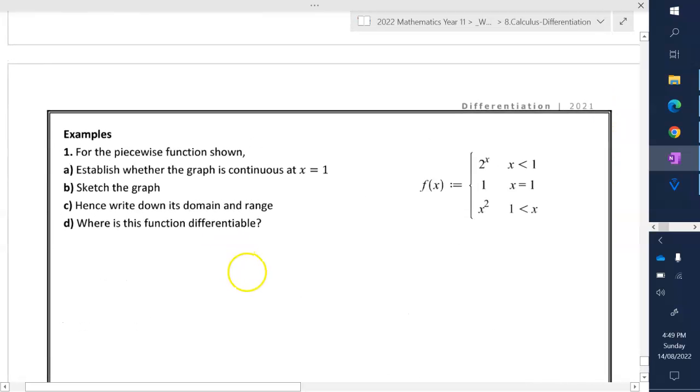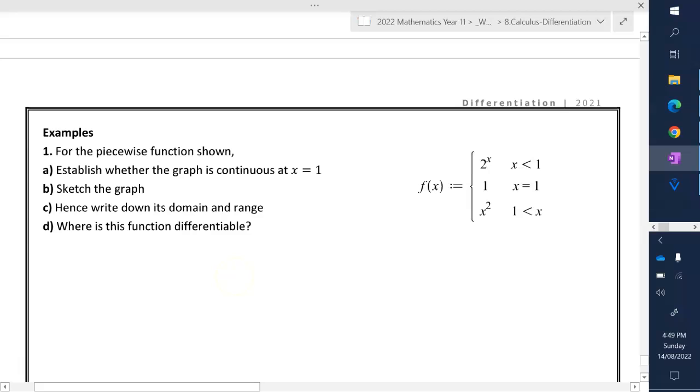And here's our first one. Okay, so there's a function on the side over here. It's a piecewise function. For values less than 1, we're looking at 2 to the power of x. For x equals 1, it's just x, so 1, sorry, and for x greater than 1, it's x squared.